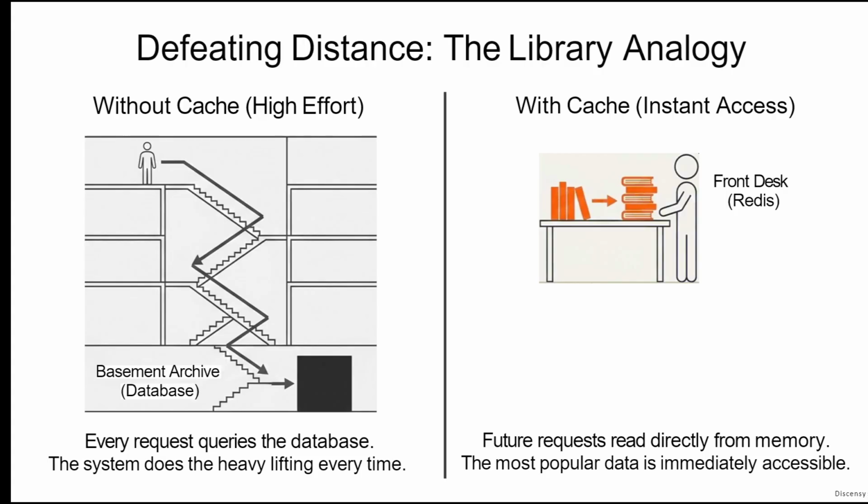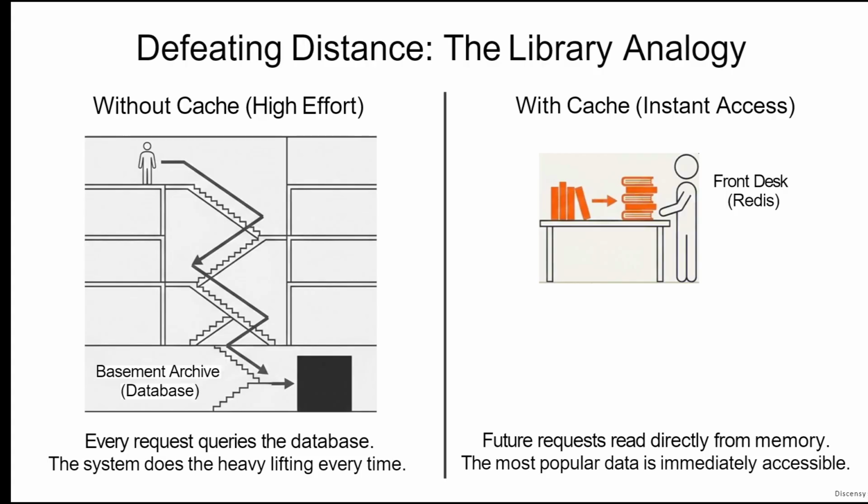Defeating distance, the library analogy. Without cache and with cache. So while we are talking about caching so far, here also we're going to discuss and differentiate what makes the difference without having any cache and with cache. So try to understand if there is some person on the 10th floor and he has to reach the ground floor, which is the destination. There are multiple ways for him to reach the destination, but it depends on the ways he chooses.